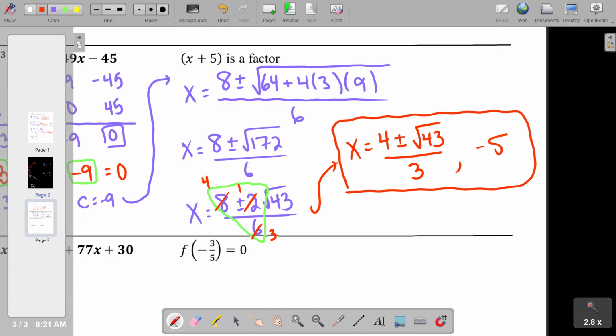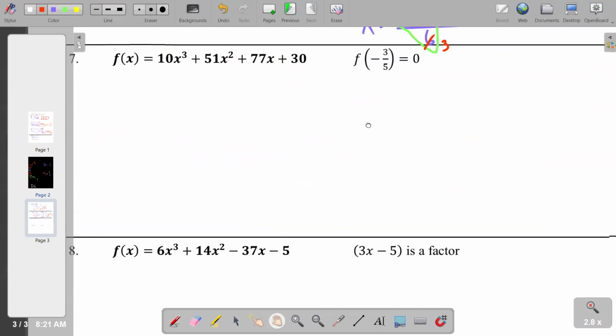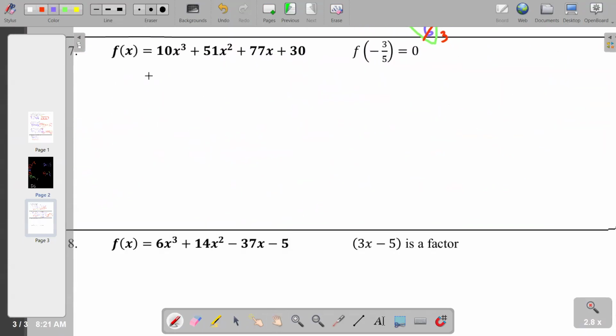Okay. All right. Question 7. Just begin the process the same way. 10, 51, 77, 30. And we're going to divide this.